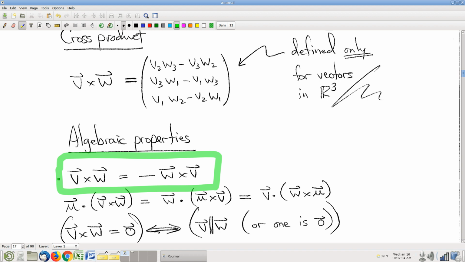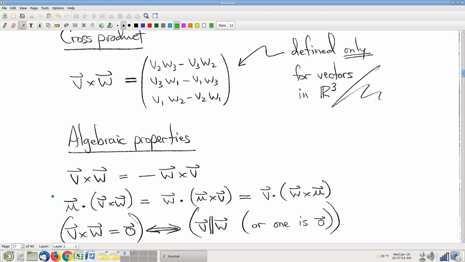You've got to resist these strong temptations to shuffle letters around in products, to put them in whatever order seems aesthetically most convenient. You can't do that with cross products. You've got to worry about that minus sign.